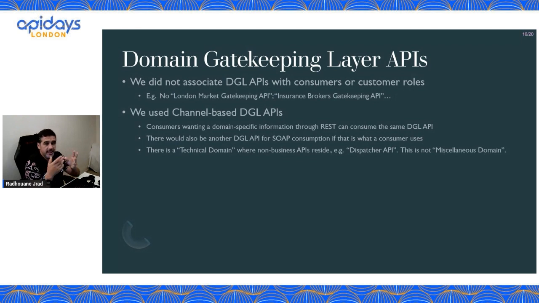And I did mention there is a technical domain where you can apply some strategic logic that is purely technical, but this cannot be a common thing. Now, these are not miscellaneous domains. It's very important to understand these are technical needs. So it's not like, email API, I'm going to put it in miscellaneous.